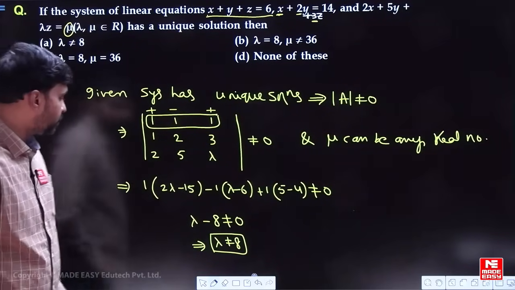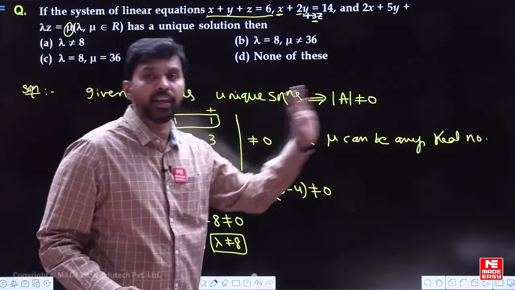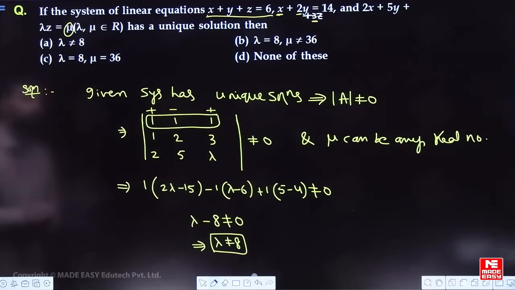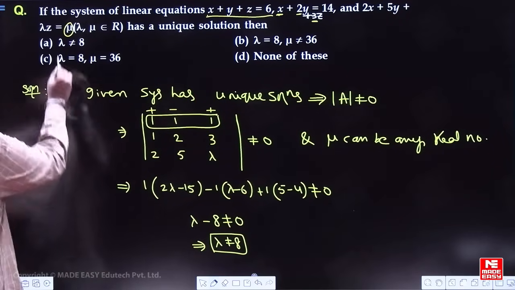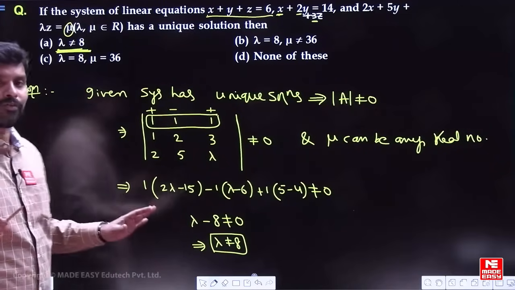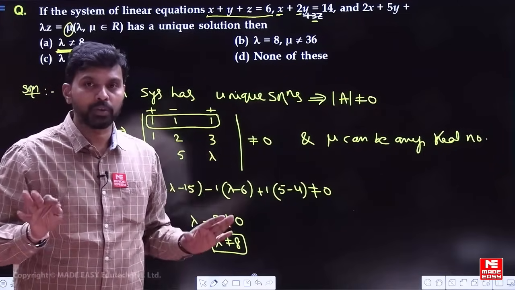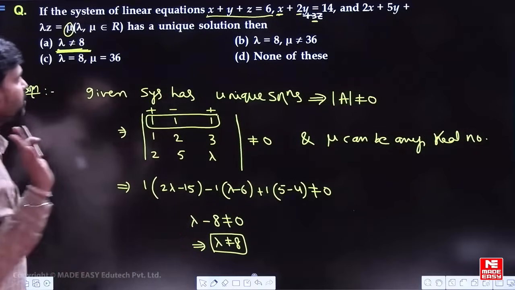So my dear students, this lambda is not equal to 8 and mu can be any real number is the answer for this question. Right. So lambda not equal to 8 is the only option we have here. So if lambda is not equal to 8, it is enough to say that the system is having a unique solution, because mu can be any number here. So there is no discussion for mu.